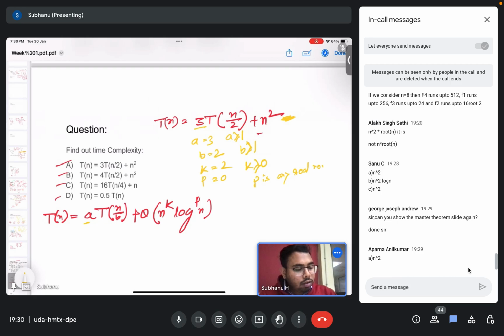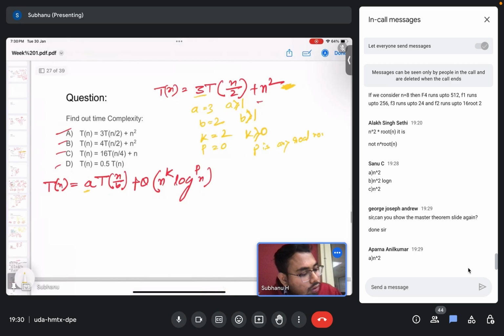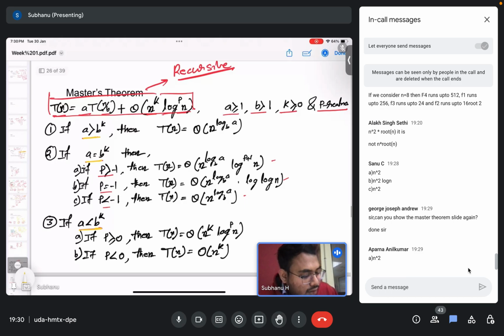Now we have to check the comparison between a and b to the power k. So a is equal to 3, and what is b to the power k? B to the power k is 4. So a is less than b to the power k. Fine, 3 is less than 4, that's why a is less than b to the power k. So we came to condition number 3.